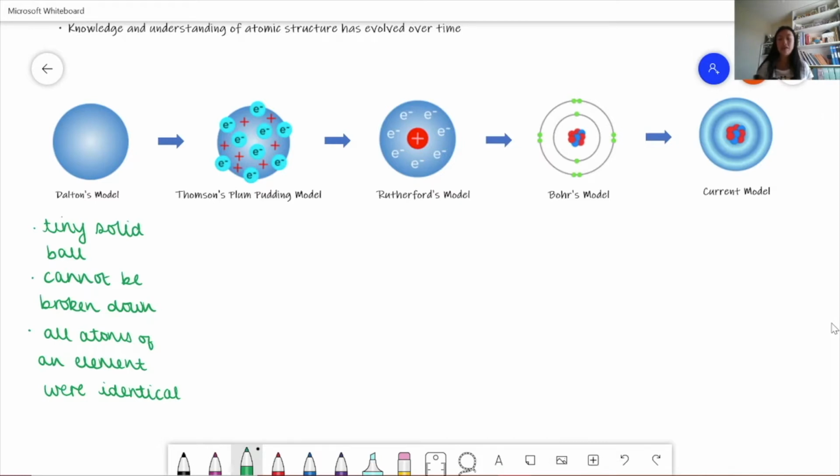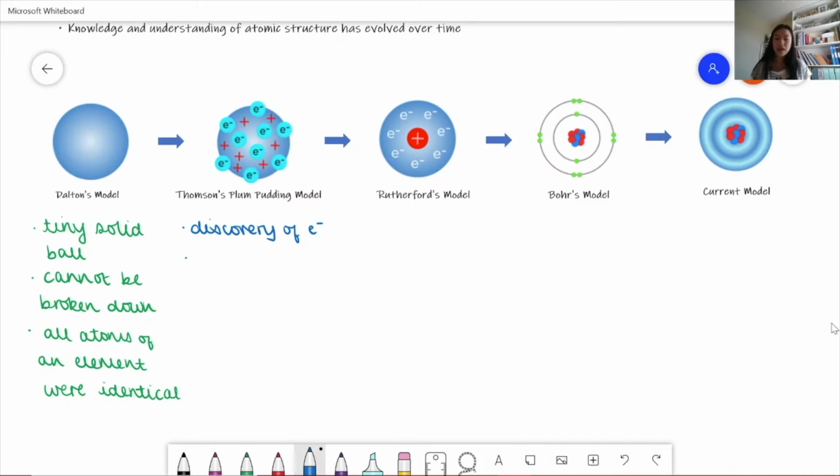The evidence which drove this model was the discovery of electrons. We can write electrons as e to the minus because electrons are always negatively charged. Thomson's plum pudding model was based on the fact that an atom was made up of tiny negatively charged electrons, which are dotted about a positively charged sphere, which is like a plum pudding. When we have plum puddings, we have the cake, and then all of the plums are scattered about randomly within this sphere.